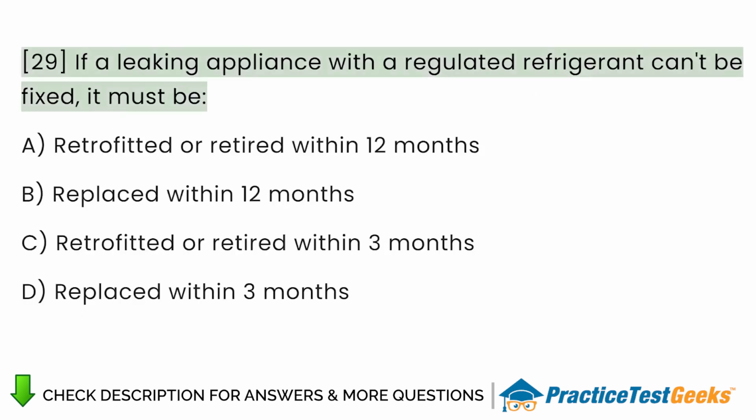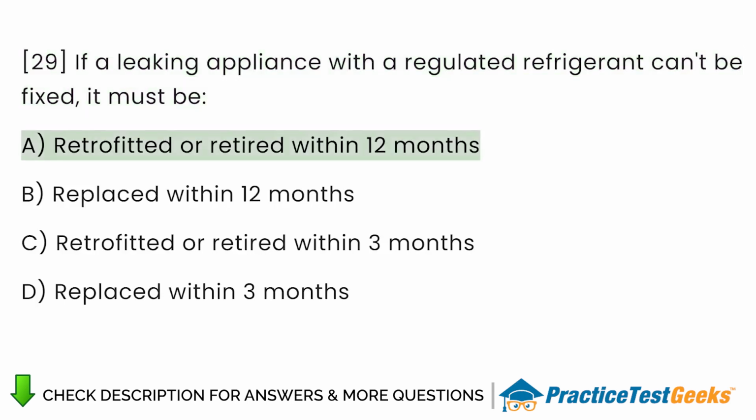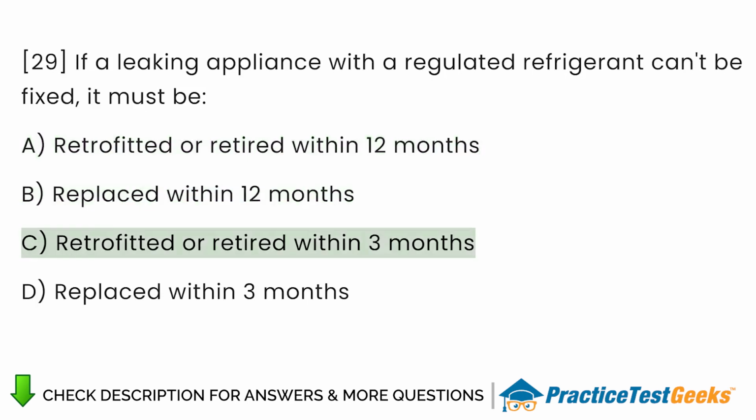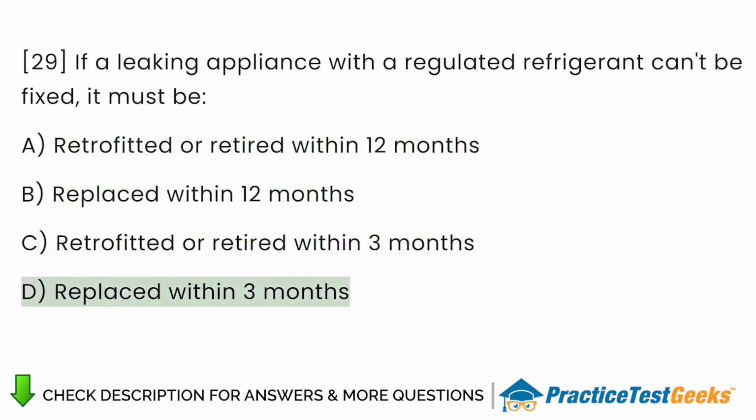If a leaking appliance with a regulated refrigerant can't be fixed, it must be A. Retrofitted or retired within 12 months. B. Replaced within 12 months. C. Retrofitted or retired within 3 months. D. Replaced within 3 months.